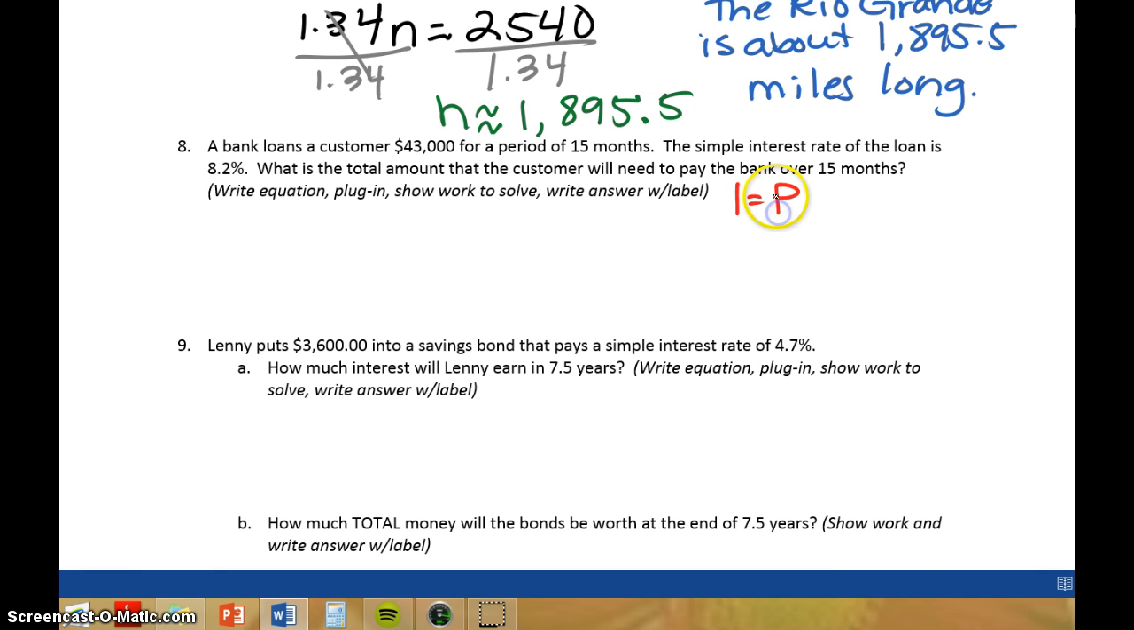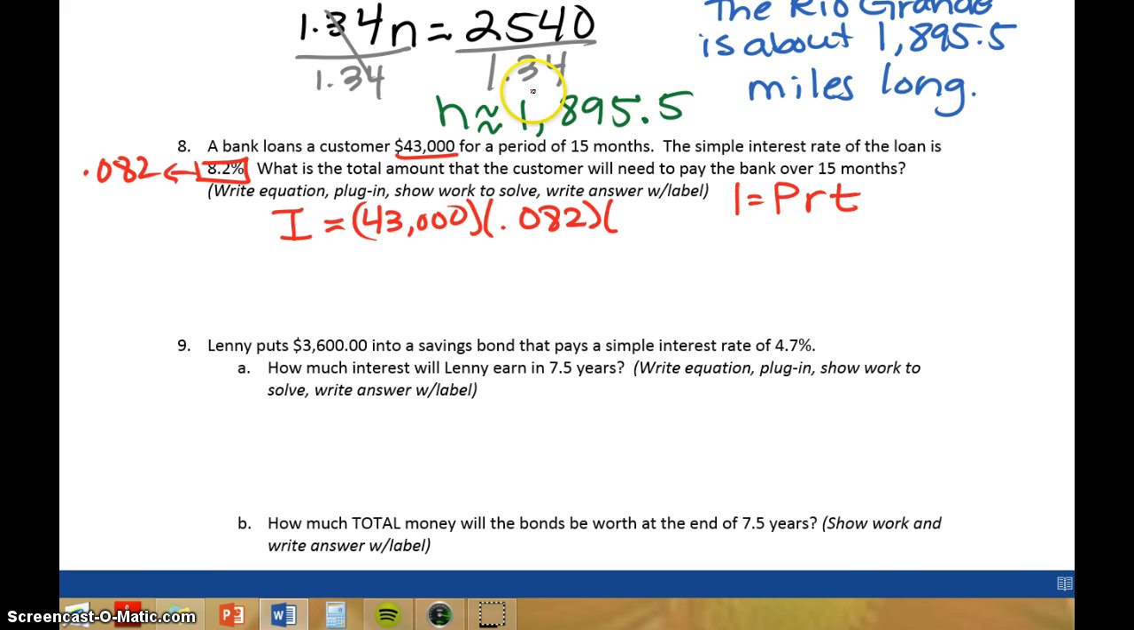I equals PRT, or I per, like I told you guys. Now the bank loans the customer $43,000. So in that case, that is our P. So I don't know our I, that's what we're trying to find. So we know our P, which is 43,000. Now our R, it says the simple interest rate is 8.2%, but we need to change that into a decimal first, which is 0.082. So we plug in 0.082.